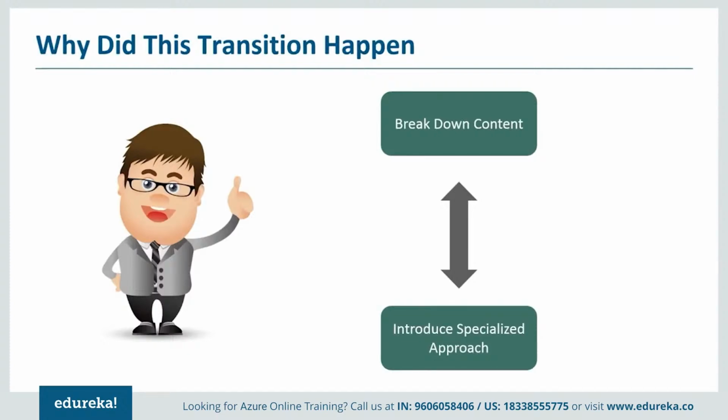What their reason gives them is, one, they get to divide the content into smaller parts and focus more on the specialized parts. Now, if you talk about the new certification, AZ-100, it specifically focuses on the administrative and infrastructure part. If you clear this certification, you can move further and take the advanced level certification. We'll be discussing that as well. But for now, the main reason this transition has happened is it helped break the content down, and the second was it introduced a specialized approach. I hope this is clear to you guys. So let's move further and talk about something else.